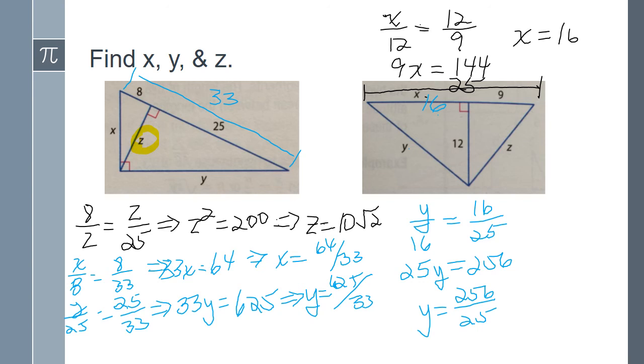For z. So z over 9 equals 9 over 25. So 25z equals 81. So z is equal to 81/25.